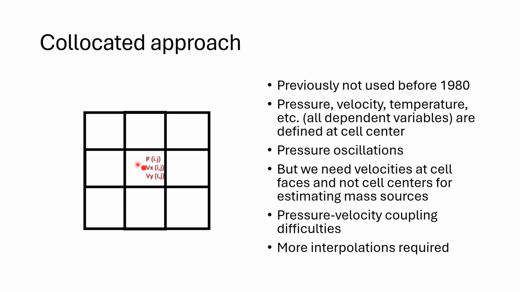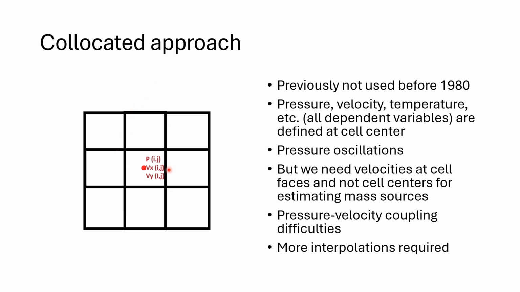There are pressure oscillations. When you're calculating a mass source, now what is a mass source? In simple terms, it is del Vx upon del x plus del Vy upon del y, the continuity form. That is the mass source for each cell. For this, we require the velocities at the cell faces rather than the cell centers, which is not possible here, because we need some interpolation to get the velocity at the cell faces. So there are pressure-velocity coupling difficulties, and more interpolations are required.